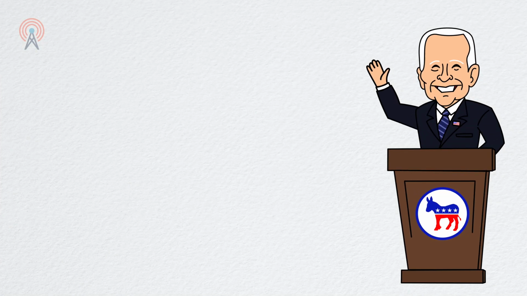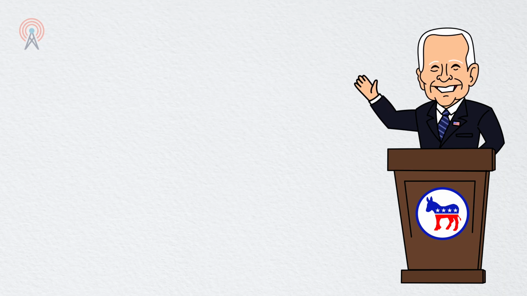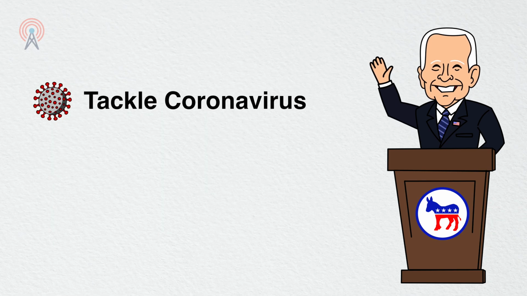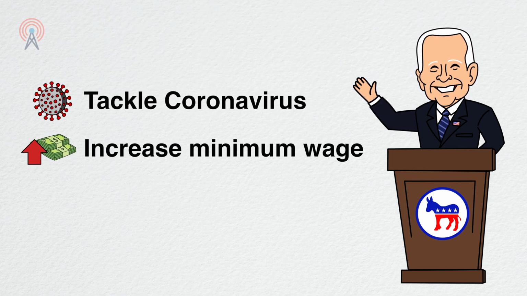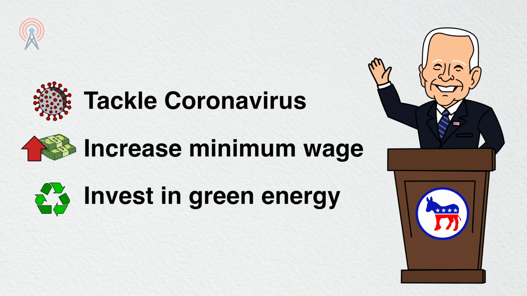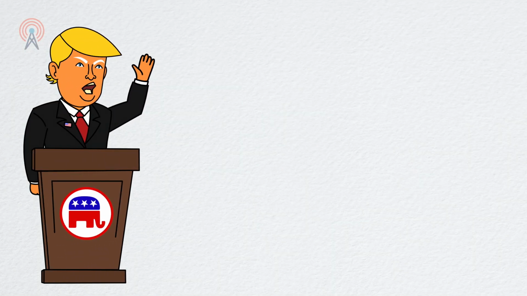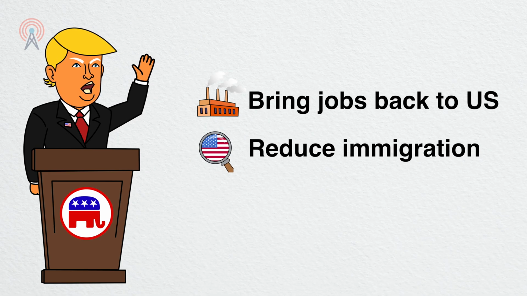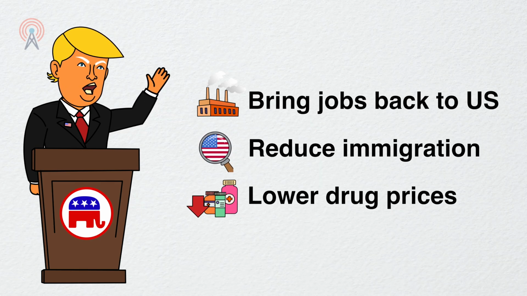Currently, the Democratic nominee Joe Biden is leading in the polls. He supports a national test and trace program to tackle coronavirus, as well as increased minimum wage and investment in green energy. President Trump, on the other hand, has pushed for bringing jobs and manufacturing back to the US. He also wants to curb immigration and lower drug prices.